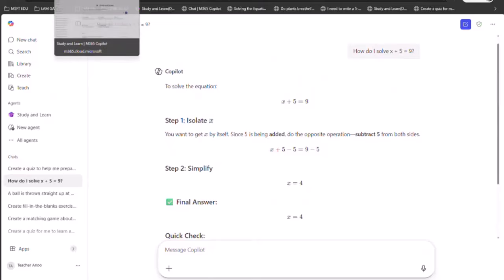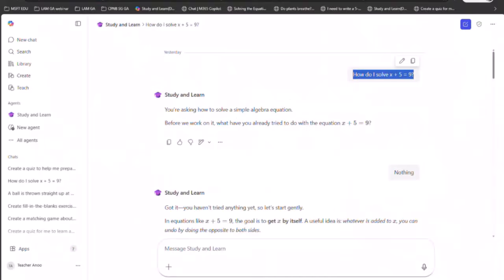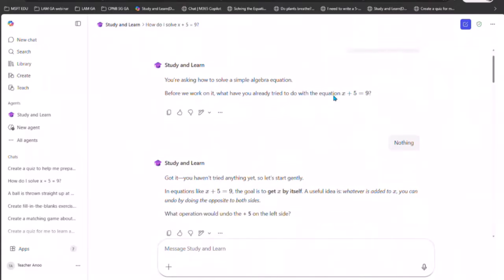But if I go to Study and Learn, and I say to it, hey, how do I solve x plus 5 is equal to 9? And what I did was I just clicked on understand. Can you help me understand how do I solve x plus 5 is equal to 9? Here's the conversation I had with it. I had the conversation earlier to save time. And here's what I did.